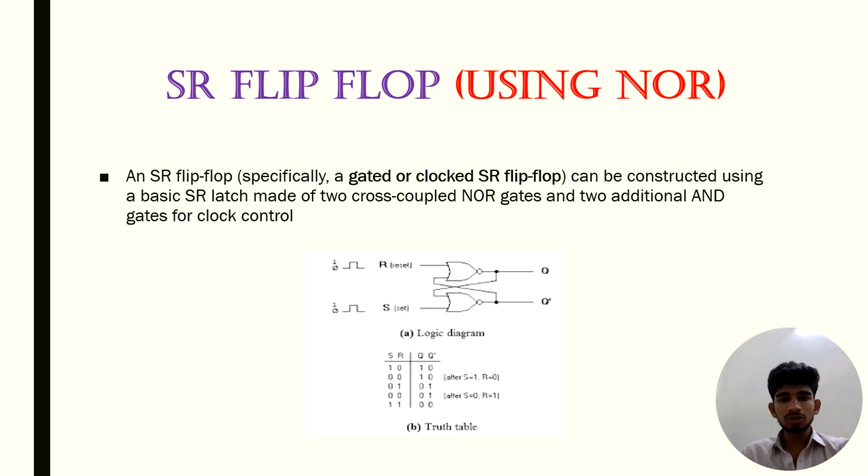Now the truth table of SR flip-flop is: SR equal to 1 0, then Q and Q bar is 1 0. 0 0 gives 1 0, 0 1 gives 0 1, 0 0 gives 0 1, 1 1 gives 0 1.